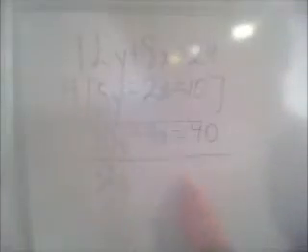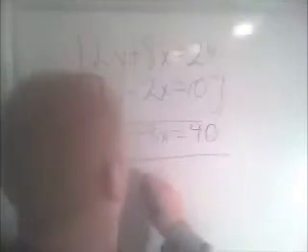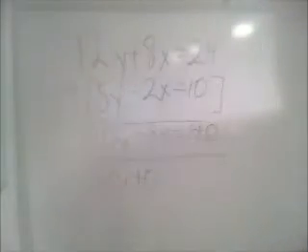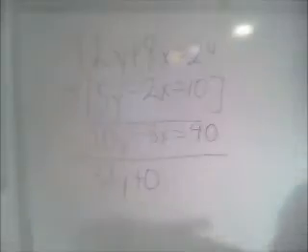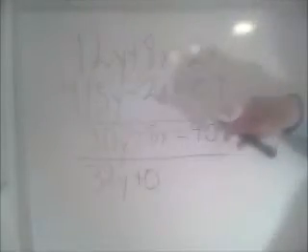8x minus 8x will be 0. We don't have to put the 0 there. I do it just so that you can see the method to my madness here. And then 24 plus 40 is going to equal 64.